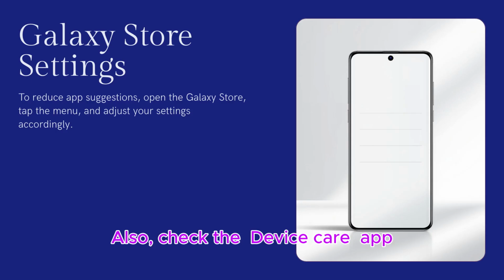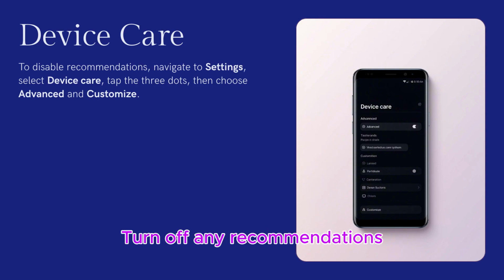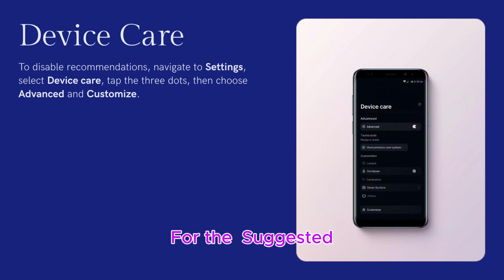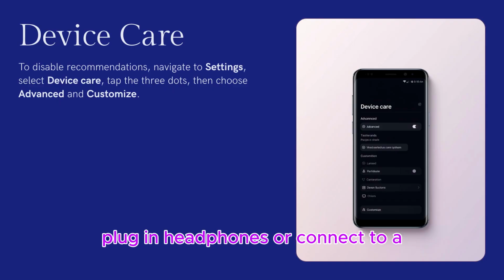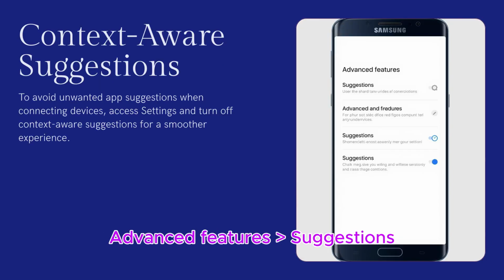Also, check the Device Care app. Open Settings, Device Care, 3 dots, Advanced Customize. Turn off any recommendations for the suggested apps that appear when you plug in headphones or connect to a Bluetooth device. Go to Settings, Advanced Features, Suggestions.